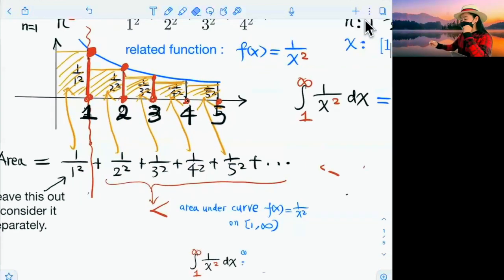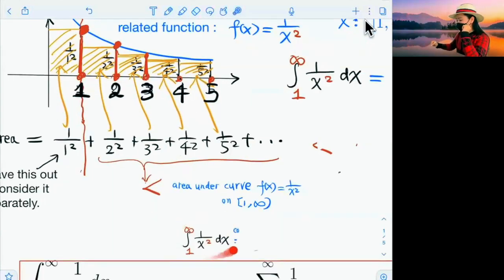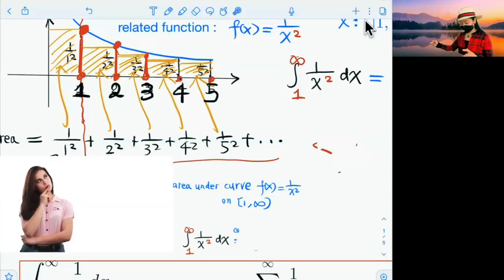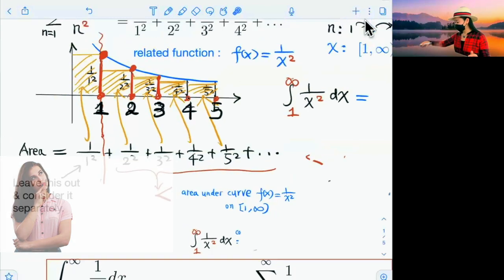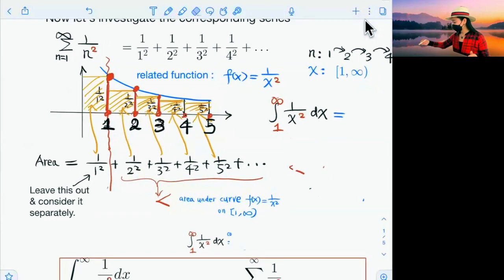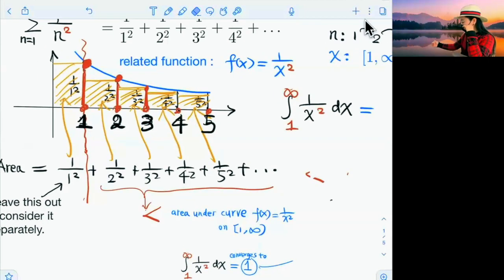Okay. What do you know about this integral? It converges, right? We actually know what it converges to. What does it converge to? It converges to 1, right? The area under the curve, we did that before, it equals 1. So we know that. Now, based on this result, we know this part over here is going to be less than 1, because this part here is less than the area under the curve, and the area under the curve is 1. So this part here is less than 1.